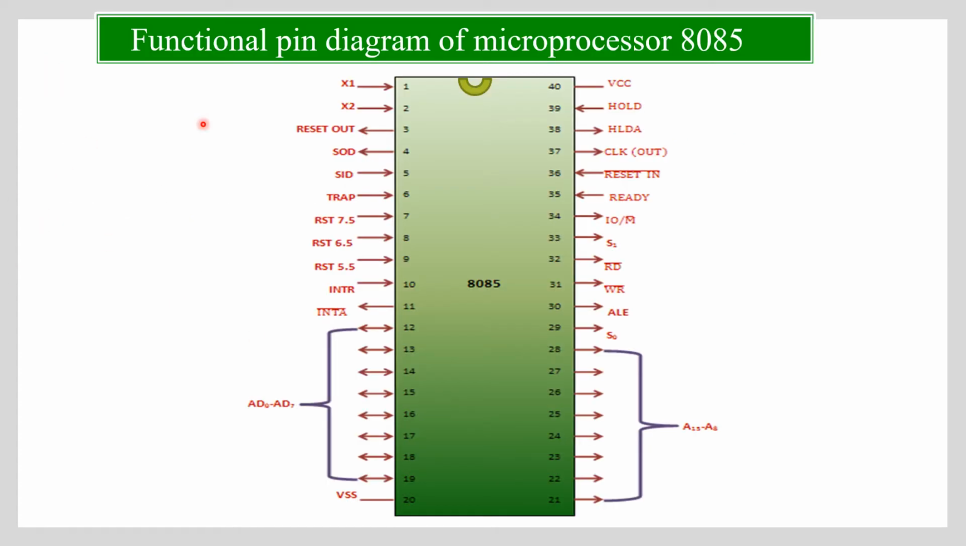So the next topic is the functional pin diagram of microprocessor 8085. Well, we are going to learn the 8085 microprocessor pin diagram. Oh my god, just look at these 40 pins. You might be wondering how to remember these 40 pins. Trust me, it is difficult to learn these 40 pins as it is for the exam.